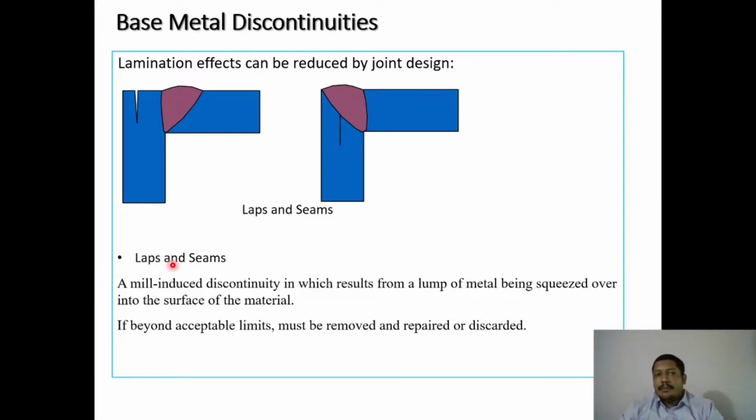The third type of base metal discontinuity is laps and seams. A mill-induced discontinuity which results from a lump of metal being squeezed over into the surface of the material. If beyond the acceptable limit, it must be removed and repaired or discarded. So these are all some of the base metal discontinuities that normally happen in welding.